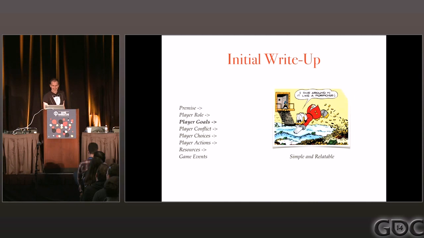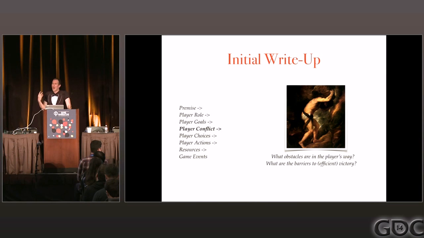Conflict. So what obstacles are in the way of that goal in your story? What are the barriers to efficient victory? And I say efficient victory because a player can play your game for as long as they are intrigued by it. So Sisyphus here, his goal is to get the rock up the mountain. And his conflict is with gravity. And for some reason, he keeps on playing this game. It's compelling to him. I don't know why.